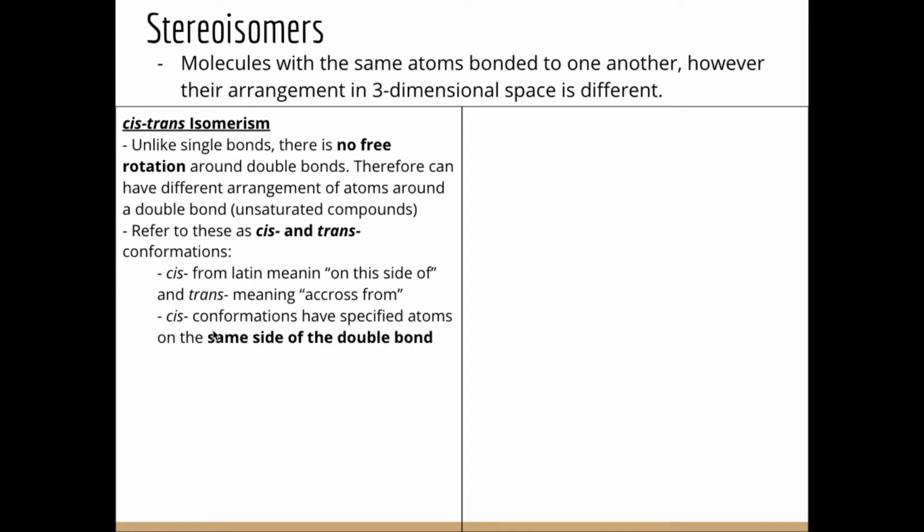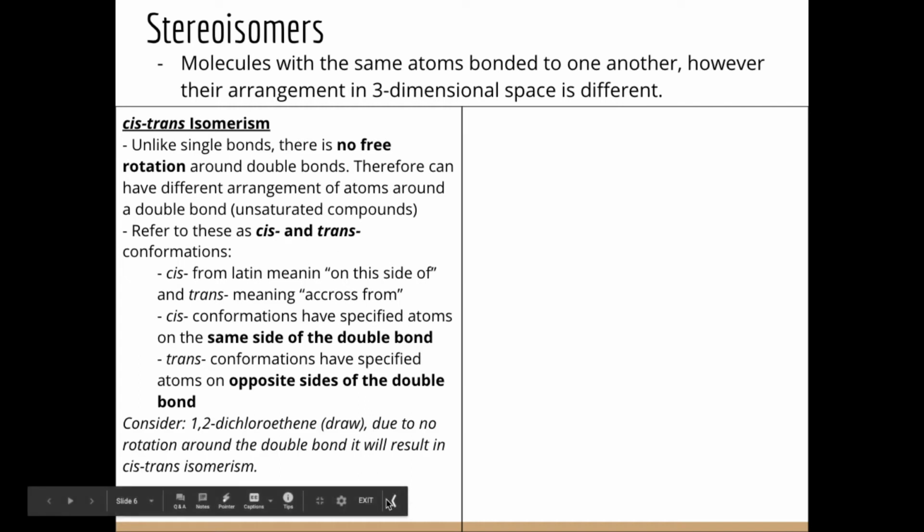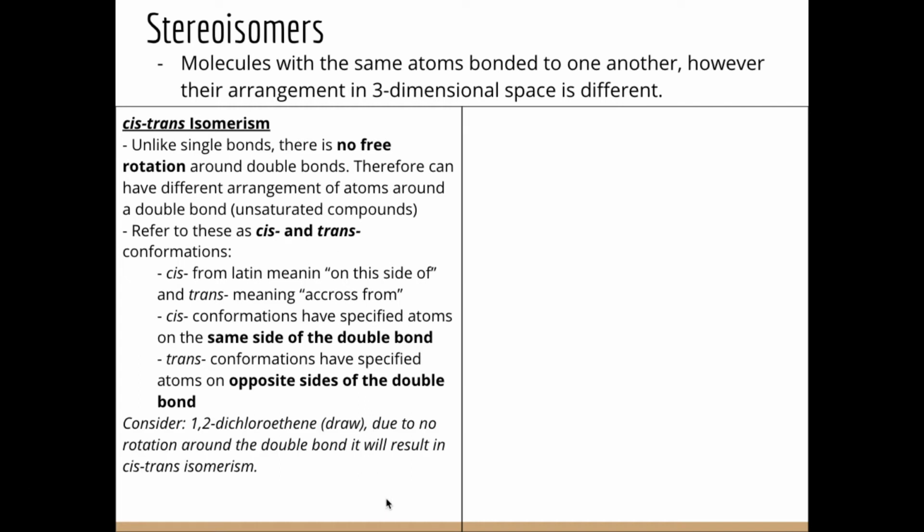So if we have a cis conformation, it means the atoms we're specifying are on the same side of the double bond, cis meaning on the same side of, whereas trans means they're on the opposite side, they're across from each other. What do I mean by that? Let's look at an example. I'll draw two isomers of an alkene and we'll see why these are in fact different. They're going to have the same atoms bonded to one another, however, they're going to be slightly different in three-dimensional space.